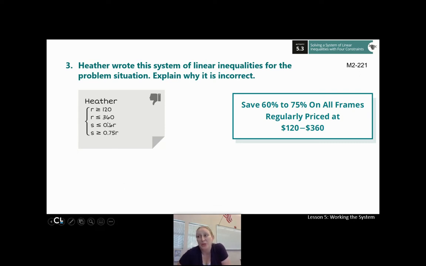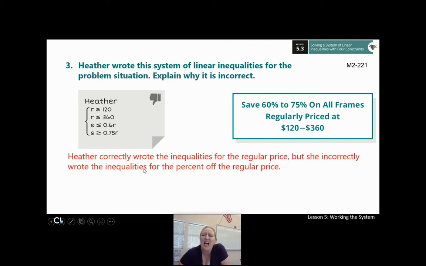So I hope you noticed where she went wrong. Her R's were good, right? Our R's look the same. R is greater than or equal to 120. R is less than or equal to 360. We had the same thing too. But look at what she did with her sale price.